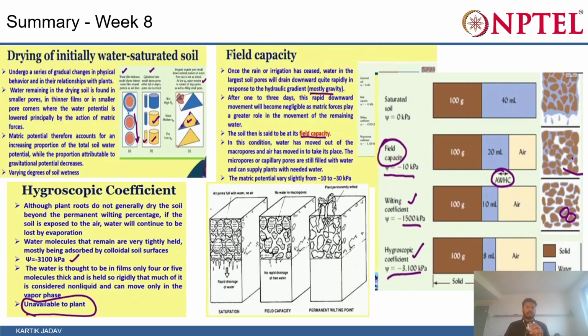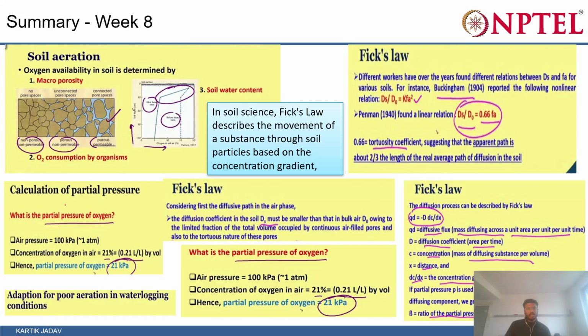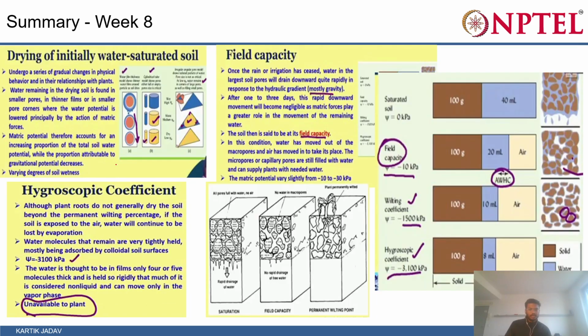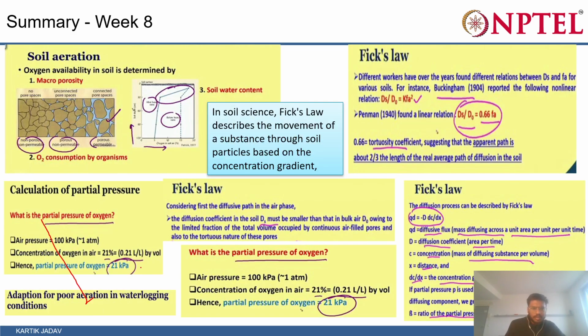Then we talked about different soil moisture constants: field capacity, wilting point, and available water. All this we have already talked about, and I'm not going into detail as we are going to cover similar questions for that, and we are running out of time. Then these are different coefficients, and these are Fick's laws. Fick's law of diffusion helps us to identify the diffusion coefficient.